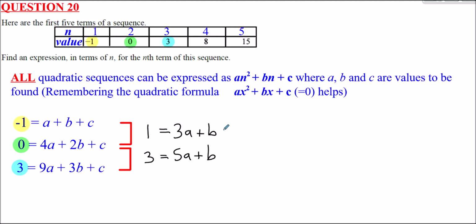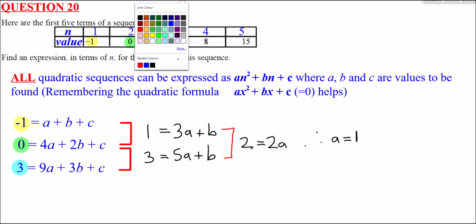We can now go again to cancel out the b's. So again, if I do the bottom one take away the top, just to avoid any negative numbers, 3 take away 1 is 2. 5a take away 3a is 2a, and the b's cancel. So 2 equals 2a, so therefore a equals 1. So now we know that a equals 1, we can begin to substitute this back in and work backwards.